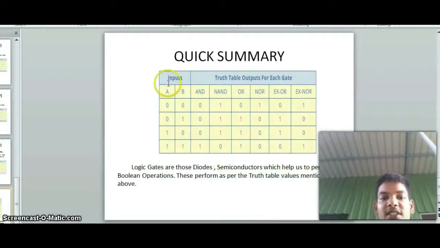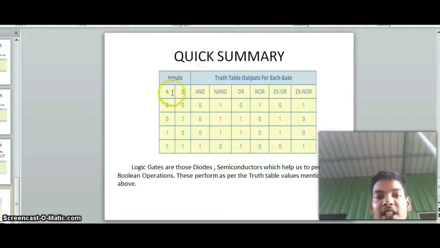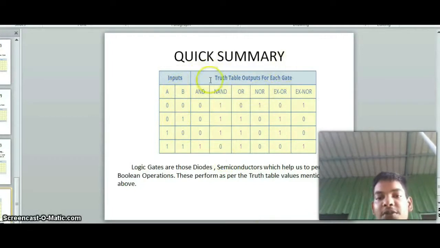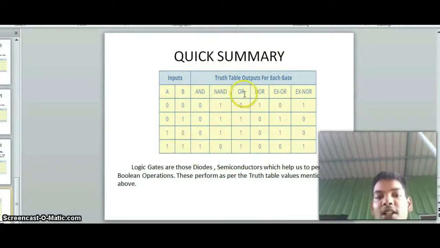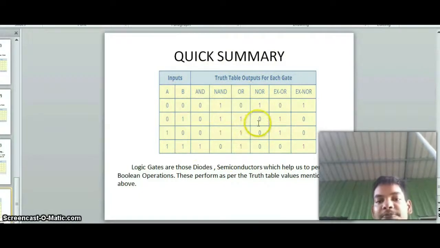Let's have a quick summary. Here we are taking the inputs and describing the different table outputs. AND displays 1 when both of them are true. NAND displays 0 when both of them are true. OR displays true when at least one of them is 1. NOR displays 0 when at least one of them is 1. XOR displays 1 when only one of them is 1. XNOR displays 0 when only one of them is 1.